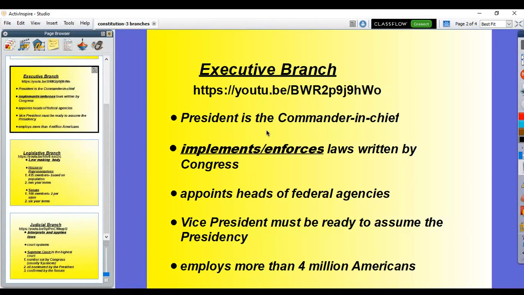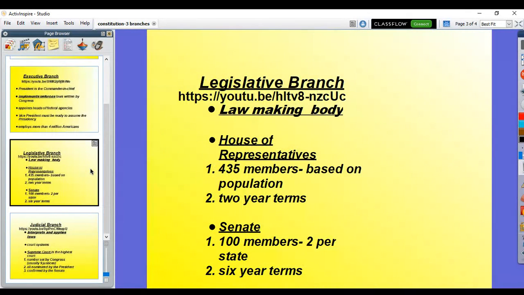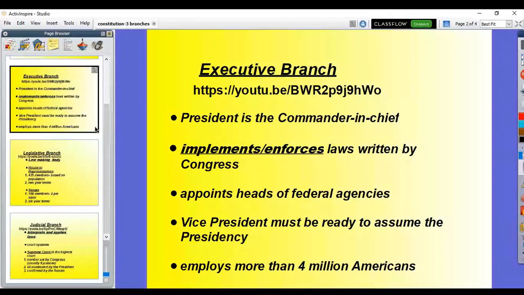One of the executive branch's main jobs is to implement and enforce laws written by Congress. And we'll look at this soon. Congress, again, is made up of the House and the Senate. It's their job to create laws, and it's the job of the executive branch to enforce those laws and make sure they're being carried out. This branch is also in charge of appointing heads of federal agencies. There are many different agencies in the executive branch, and we will be looking at some of those as we continue to study. But it's generally the job of the president to appoint the heads of these agencies.